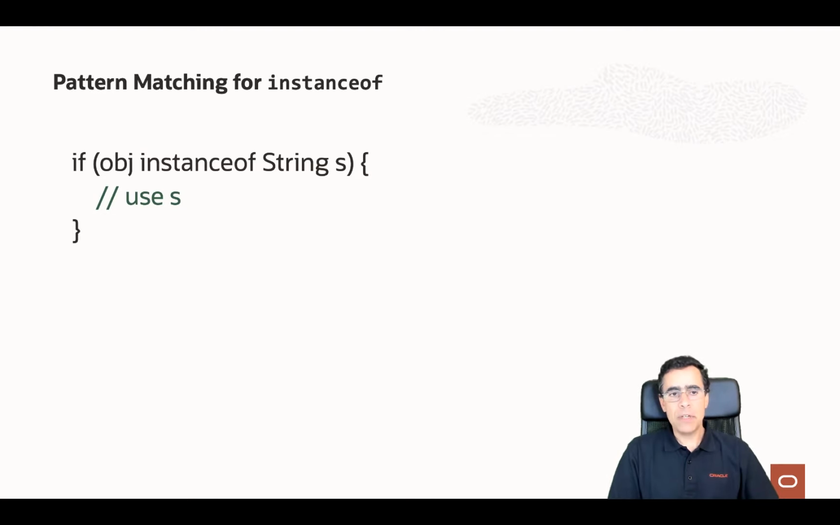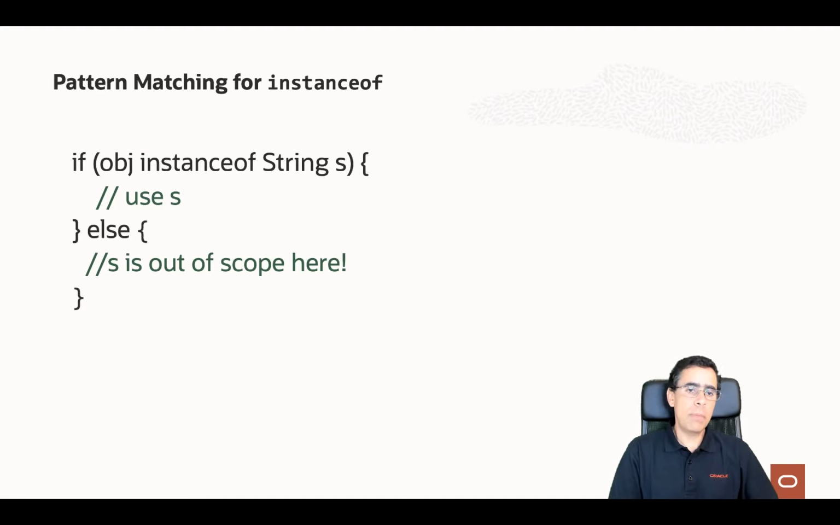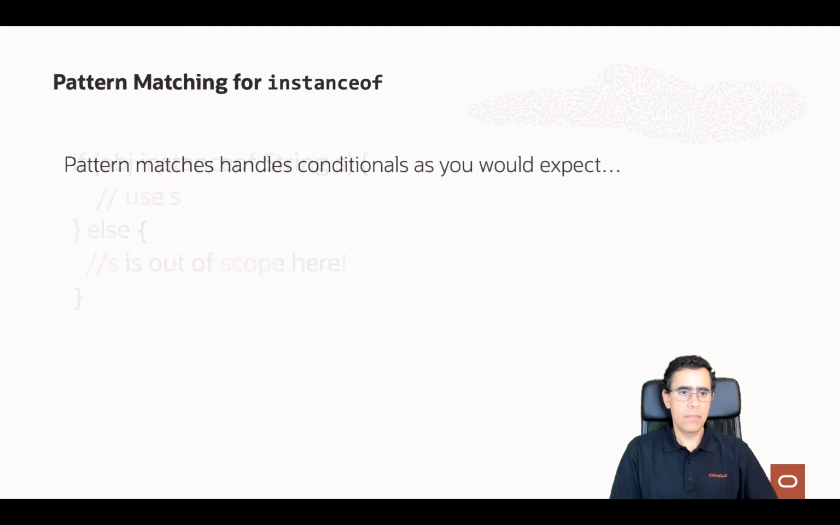Using pattern matching, we can reduce the code into a single line that does all of those 3 things. In this example, the variable s is only created if the object is a string, and if so, it's automatically cast into the variable. If there is an else statement, the variable would not be in scope in the conditional part. Even with more advanced conditionals, the scope of the variable behaves as you would expect.